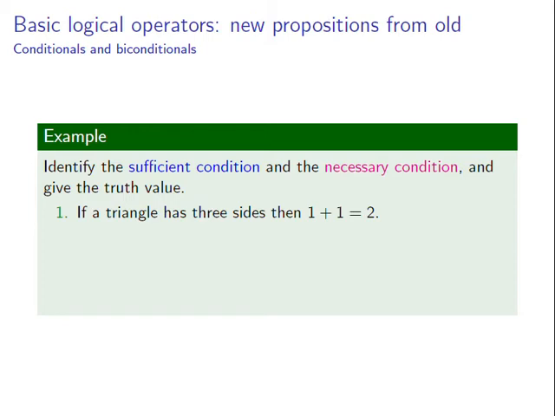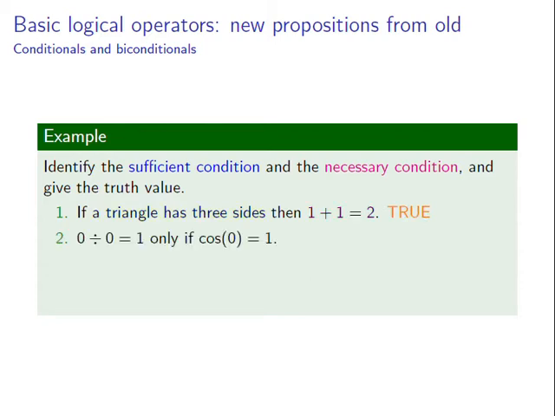In this set of examples, we are to identify the sufficient condition and the necessary condition in each sentence and give the truth value of the sentence. The sentence, if a triangle has three sides then 1 plus 1 equals 2, is written in if-then form. So the sufficient condition is a triangle has three sides, and the necessary condition is 1 plus 1 equals 2. Since both conditions are true, the conditional sentence is true.